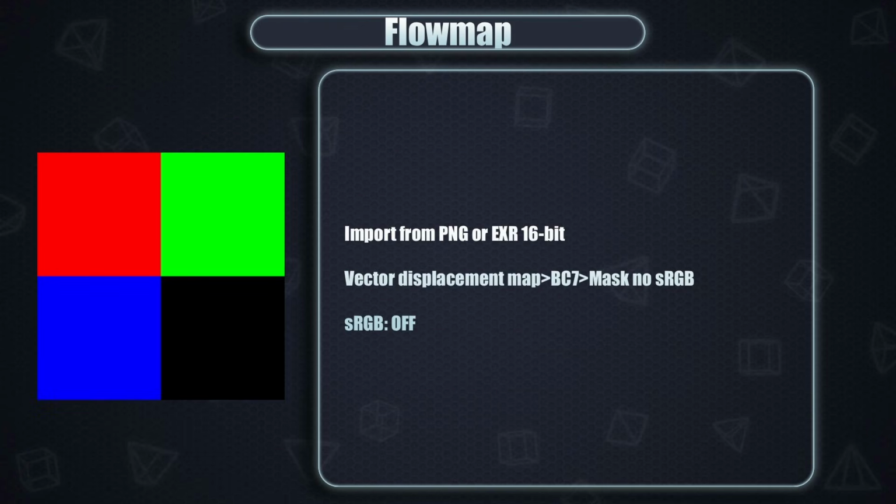As for the flow map, it is recommended to import the texture as a 16-bit PNG or EXR, since the grayscale values require higher precision. The recommended compression setting is usually vector displacement map. But if BC7 or masks no sRGB gives good results in your project, those can also work well.